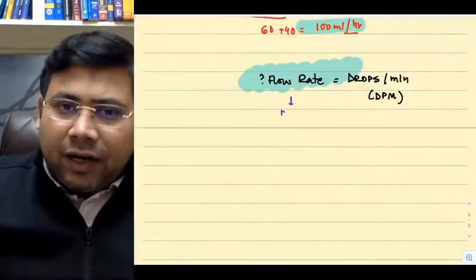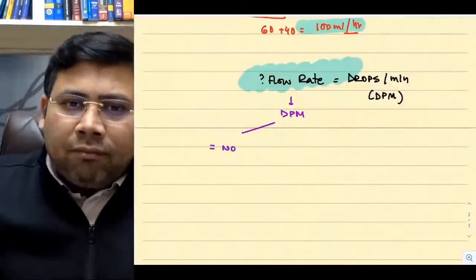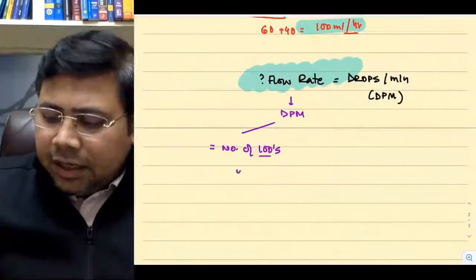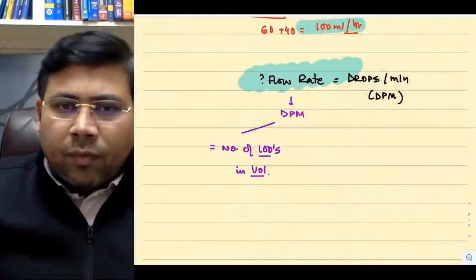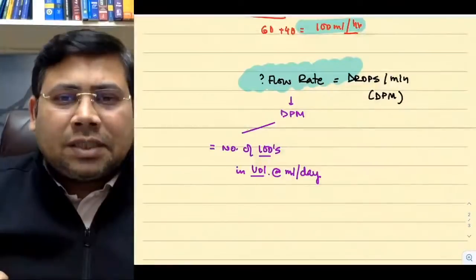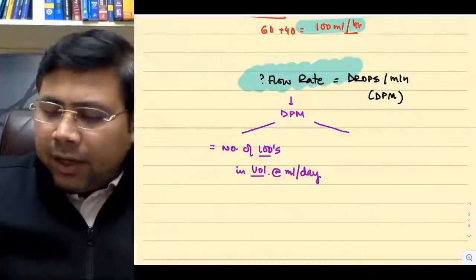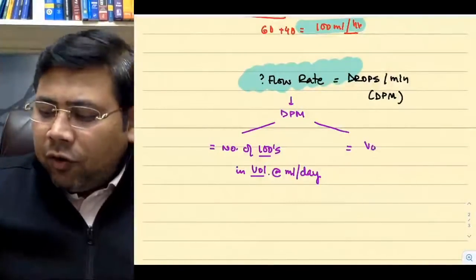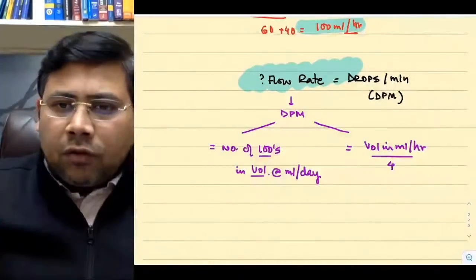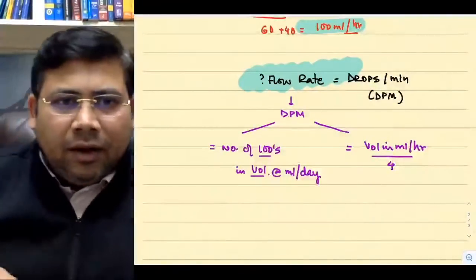So DPM is defined, there are two tricks. This is equal to the number of hundreds in volume in ml per day. And the second formula is: it is defined as volume in ml per hour divided by 4.